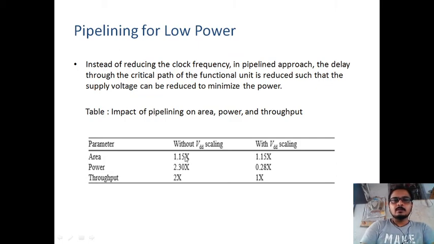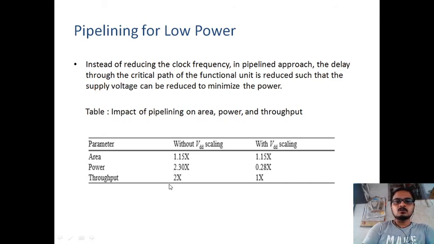By using pipelining architecture, the area decreases to 1.15. In parallel architecture, it is 2.2. See here, the power, which is 2.30, is decreased to 0.28 when the voltage is scaled. The power dissipation is almost reduced to 80% when you scale in pipelining architecture.